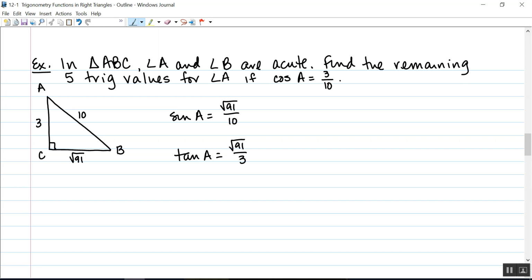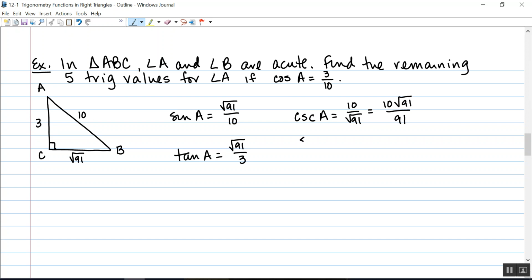Now cosecant is going to be the inverse of sine, so that's going to be 10 over the square root of 91. Just the reciprocal, flip that, but I have to multiply top and bottom by square root of 91, so that's going to give me 10 square root of 91 over 91.